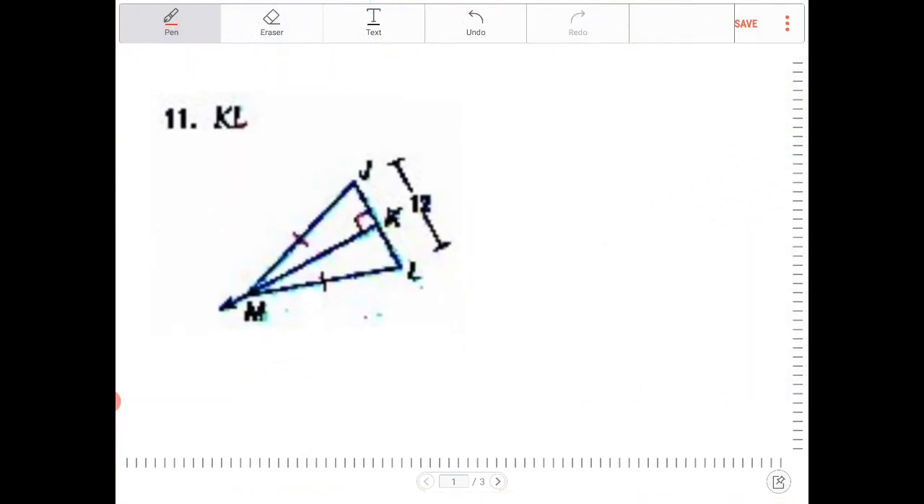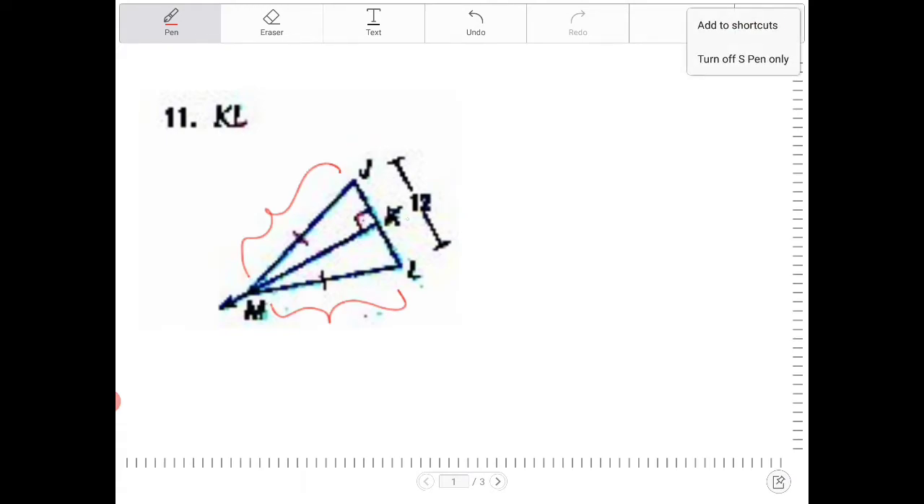Moving on, KL. This is again a perpendicular bisector. How do I know that? Because the two sides over here are the same, and this is a perpendicular. The segment KL will be bisected. So KL will equal half of 12, which is 6.